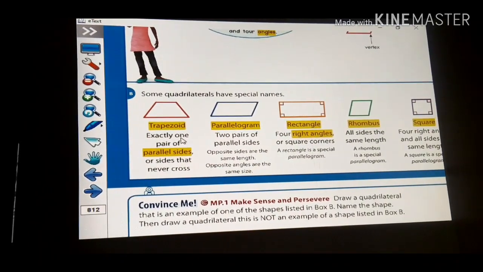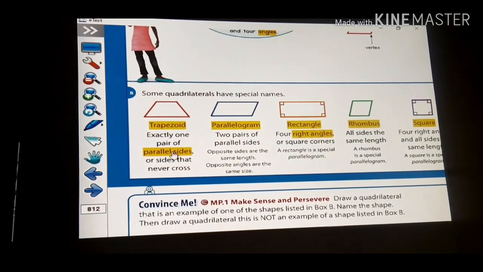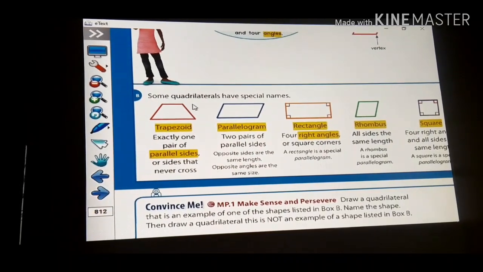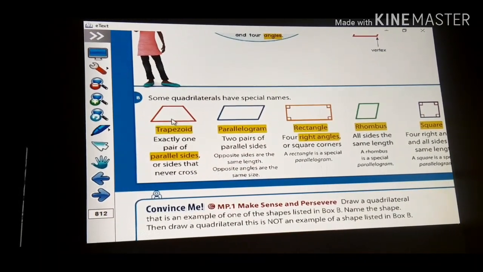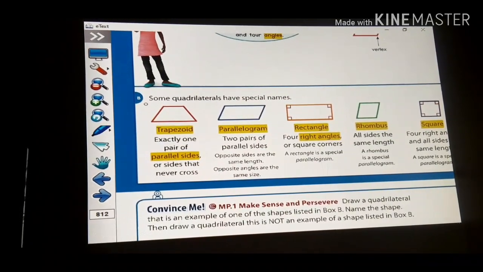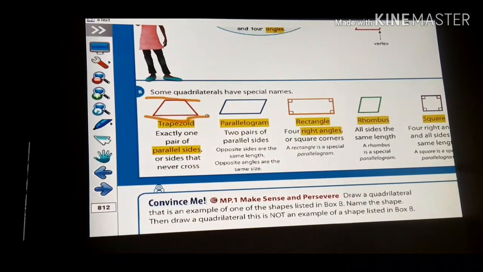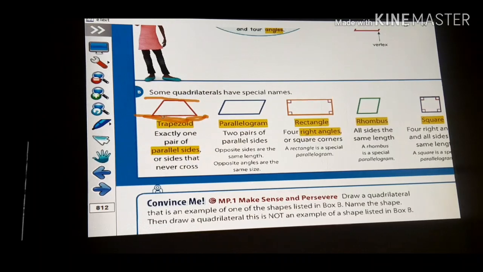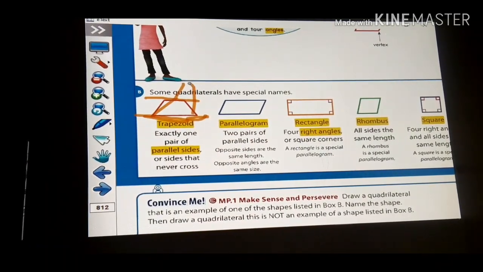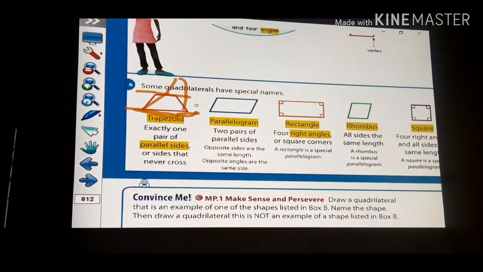For example, the trapezoid. The trapezoid has exactly one pair of parallel sides. What's the meaning of parallel? That means two lines that will never cross or meet together in one point. For example, this one, look here. This is a line, right? And this is a line. They will never cross in one point because they are parallel, right? But this line, if you connect here, it will cross in one point. So we are talking about parallel: the two sides will never cross or meet in one point.